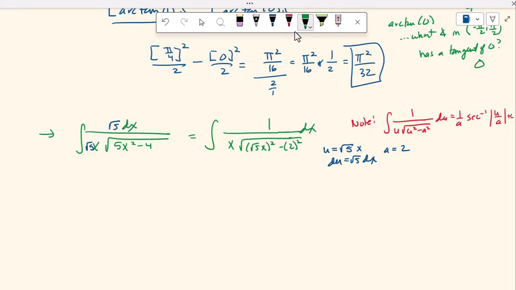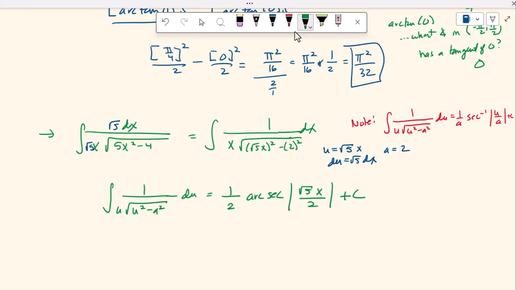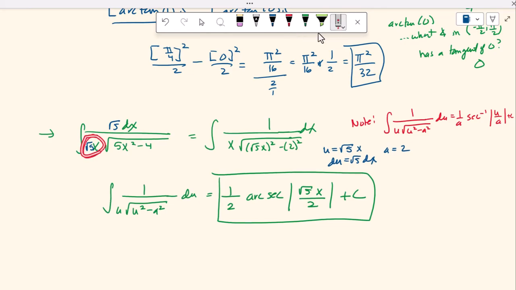So rewriting this then, this looks like the integral of du over u square root u squared minus a squared. Okay, so this integrates into 1 over a arc secant absolute value u over a plus c. Okay, so that's an example of using compensation for the u, and it turns out that it worked well for the du as well. Okay, so we covered a lot here.